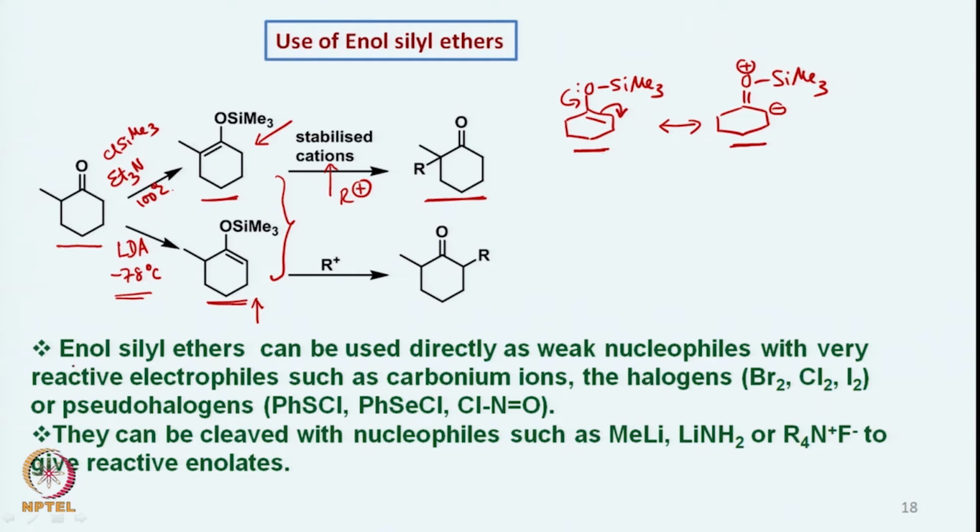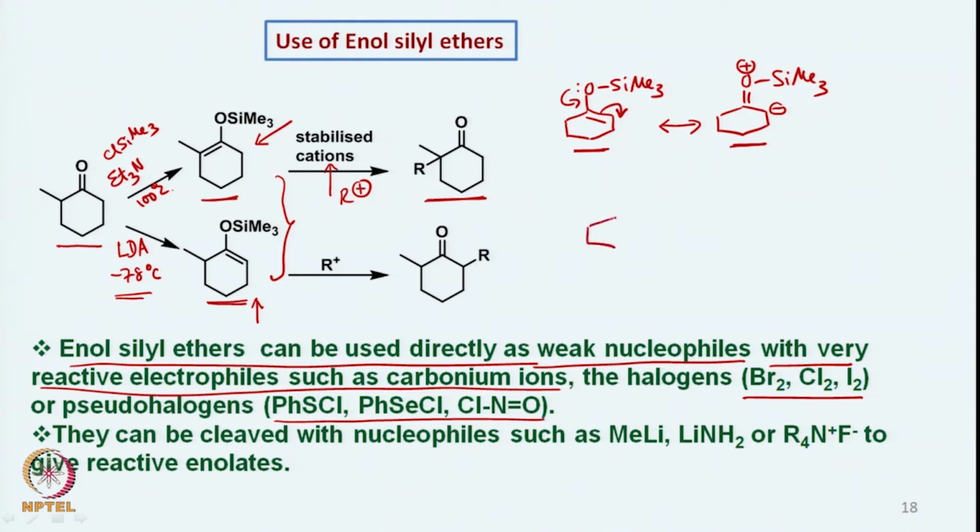So, as it is written here, enol silyl ethers can be used directly as weak nucleophiles with very reactive electrophiles such as carbonium ions, the halogens, or pseudo halogens such as phenyl sulfinyl chloride, phenyl selenyl chloride and nitrosyl chloride. They can of course be cleaved. If you have an enol silyl ether and you want to cleave it, then you can cleave it with methyl lithium, a lithium amide or tetrabutyl ammonium fluoride.